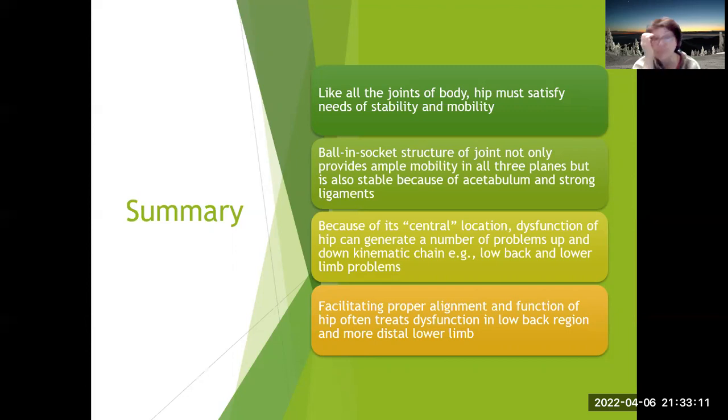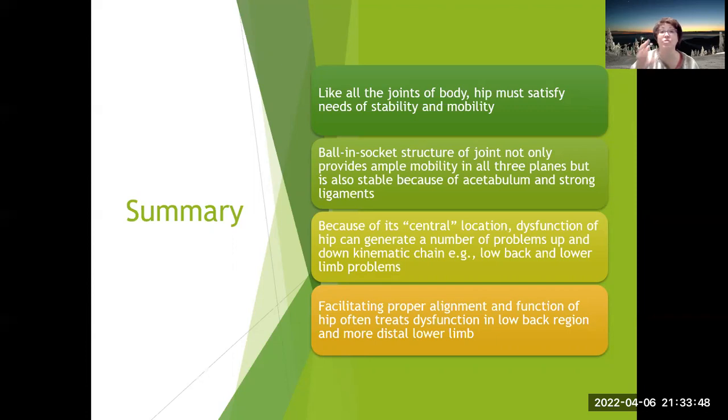The ball and socket structure of the joint not only provides a lot of mobility in all three planes, but it's also really stable because of the deep acetabulum and really strong ligaments. The ischiofemoral, iliofemoral, and pubofemoral ligaments are beefy, strong ligaments, and they provide a ton of stability. In the shoulder, the socket's not quite as deep, so it's not quite as stable, but it's way more mobile, because we can't do with our hip what we do with our shoulder.